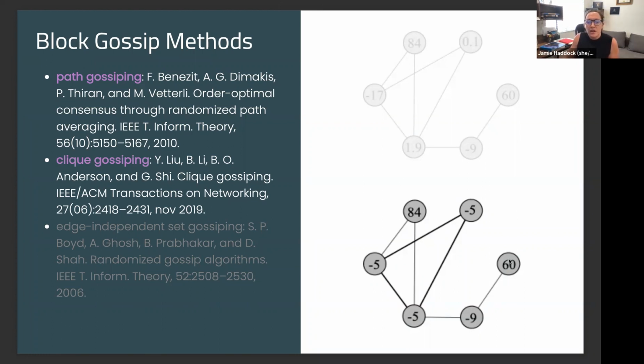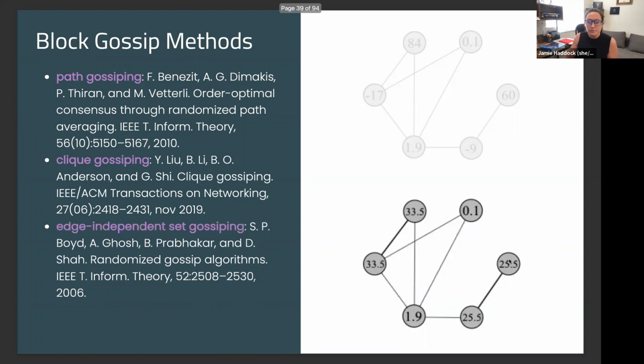And then finally, another popular block gossip method is called edge independent set gossiping. This is where the subset of edges that are activated is an edge independent set, meaning that no pair of edges share a node in common. They're disjoint edges. In this example, if the edge independent set that was activated were the edges connecting negative 17 and 84 and negative 9 and 60, we can see that the two nodes connected by each edge are averaged, but they don't interact across pairs of edges. So it's a little bit simpler.